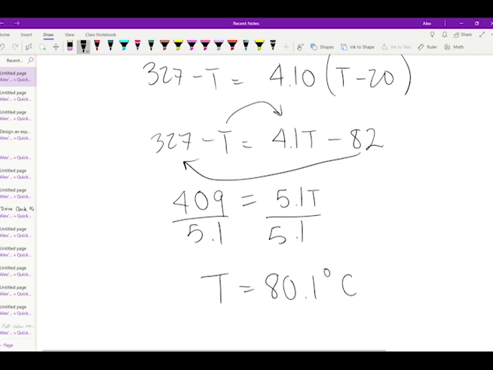All right, so that's how you do those thermal equilibrium problems, okay? It's very important to be able to learn how to do for the upcoming exams. There you go.